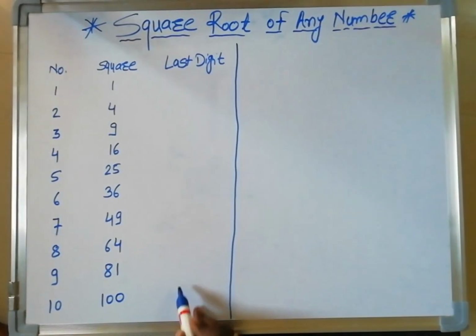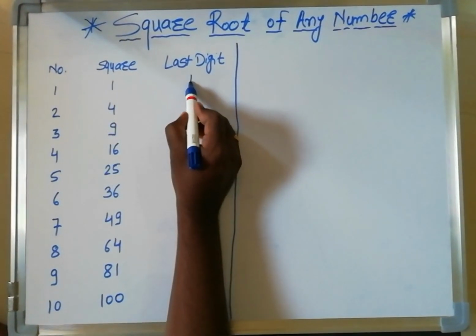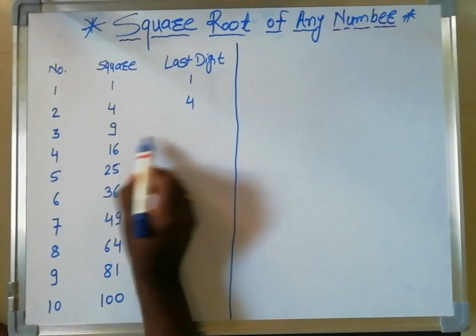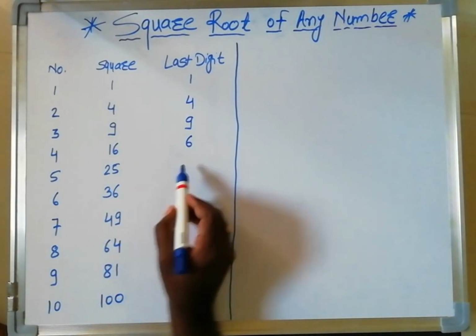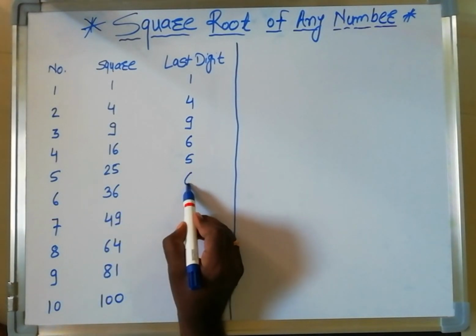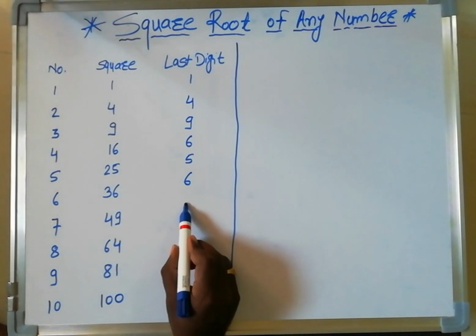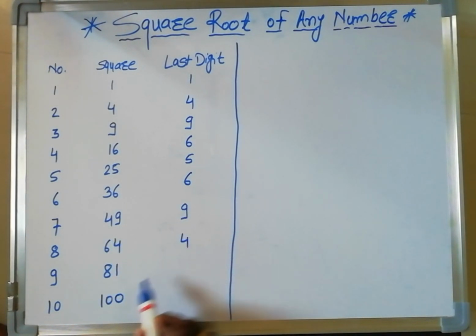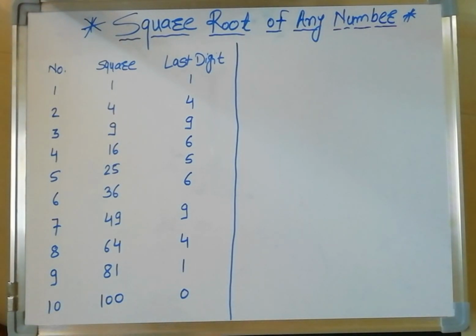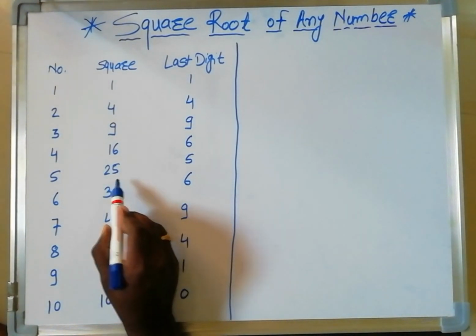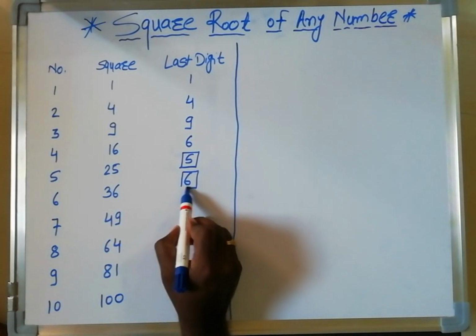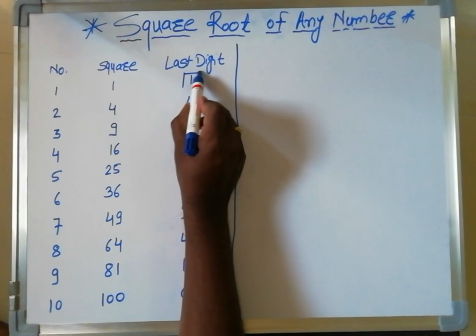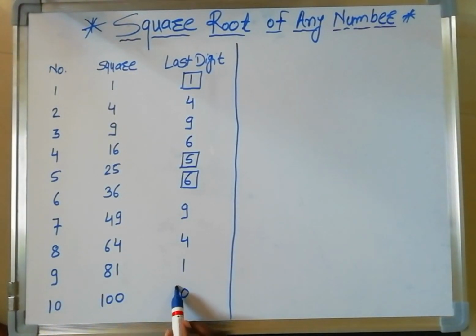Now we have to write here the last digit. For 1 it is 1, for 4 it is 4 as it is, 9 will be as it is, 16 has 6 as its last digit, this will be 5, for 36 it will be 6, for 49 it will be 9, for 64 it will be 4, for 81 it will be 1, and for 100 it will be 0. Isn't it? Now the same last digit: for 5 it is 5, for 36 it is 6, for 1 it is 1, and for 10 it is 100.